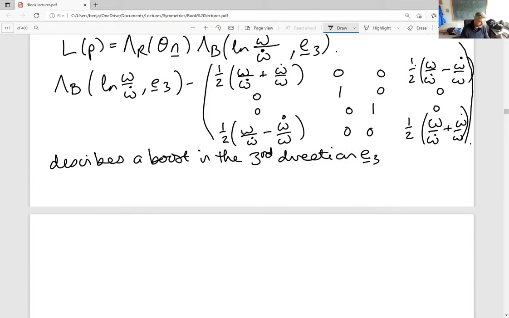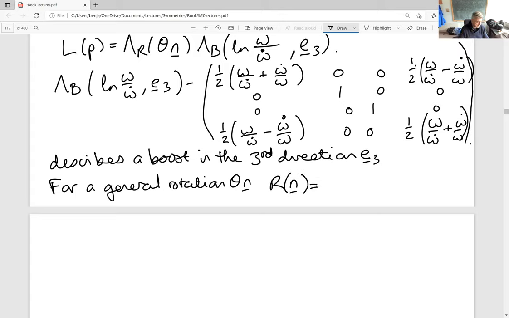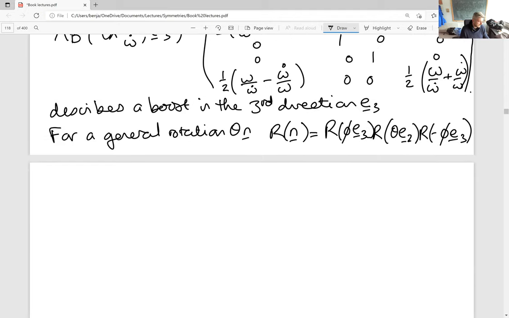Okay, so we can write for a general rotation (θ, n), we can write R, the rotation matrix corresponding to n. Well, we can rotate by some angle φ in the third direction, rotate in the second direction by angle θ, and first rotate by minus φ in the third direction. And that gives us enough freedom to describe any three vector and angle θ.